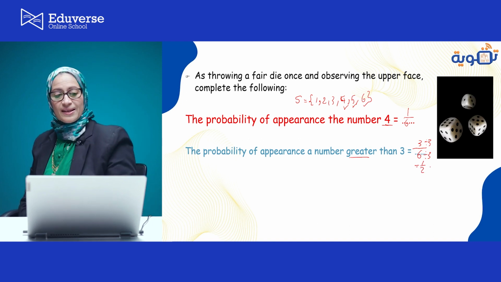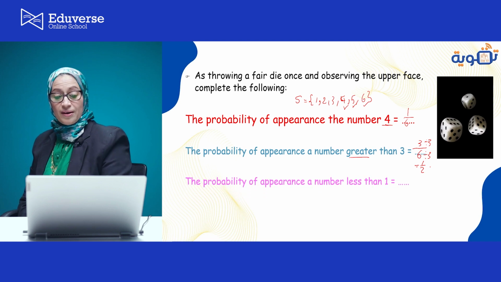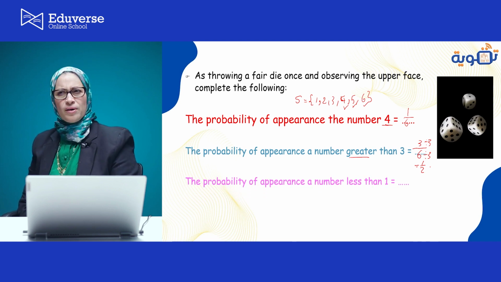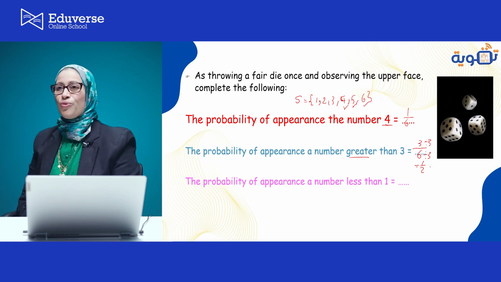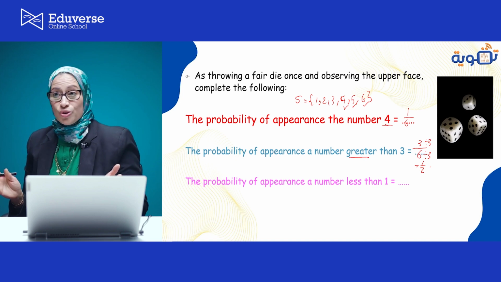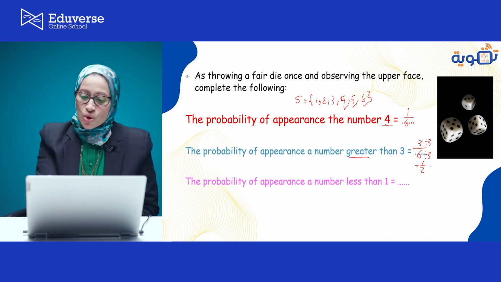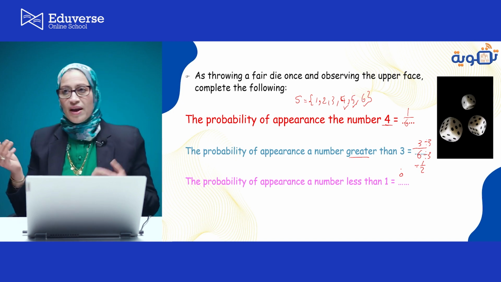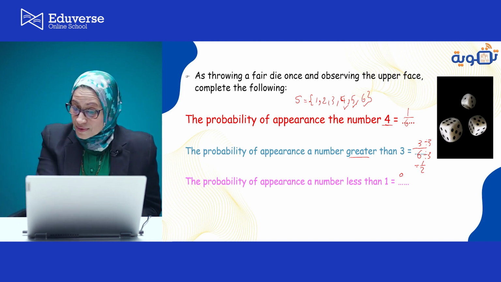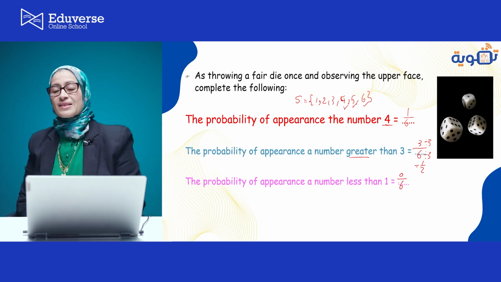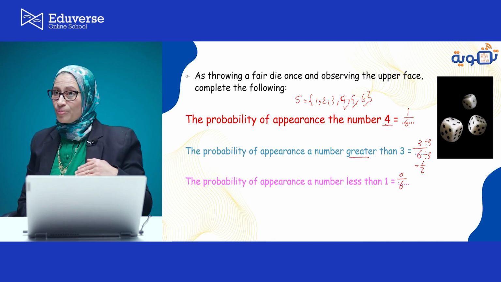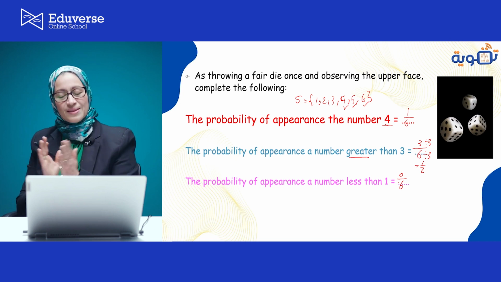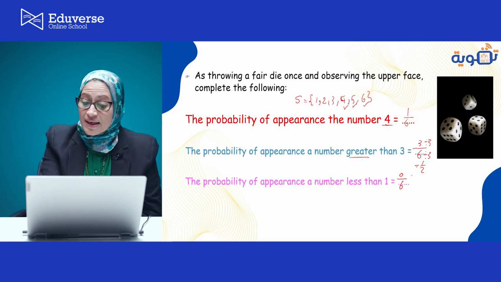Perfect, students. Let's do another one. The probability of appearance of a number less than 1? Is there any number in the die less than 1? No. So what is the meaning of that? There is no number. No number means 0. So I will write 0 in the numerator because I don't have any numbers, over the total of the sample space. Remember in rational numbers? 0 over any number will always give me 0. Super. So it will be 0.